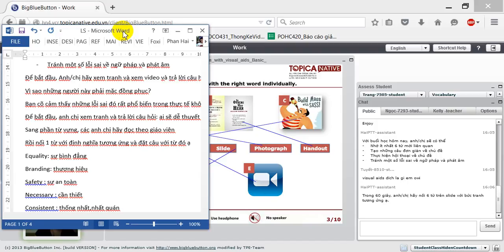Thank you. Tuyet? Poster, video, slide, photograph, handout. Sure, and one more time, please, with poster. Poster. Yeah, perfect. And Tuyet, please read the 5 words back. Yes. Poster, video, slide, photograph, handout. Sure, and one more time, please repeat after me. Slide. Slide. Yeah, excellent. All right, well done, everybody, on that exercise.